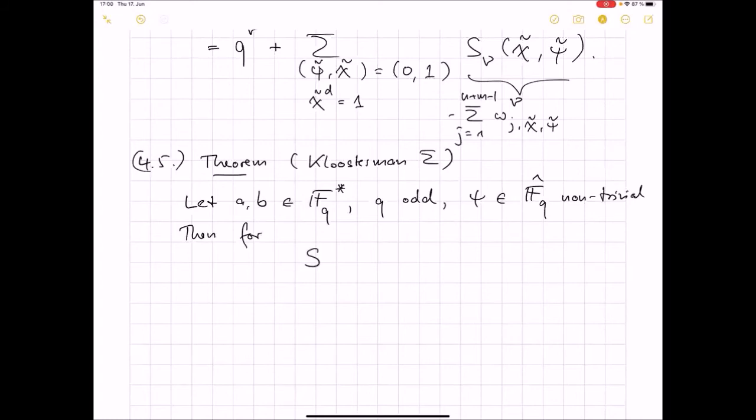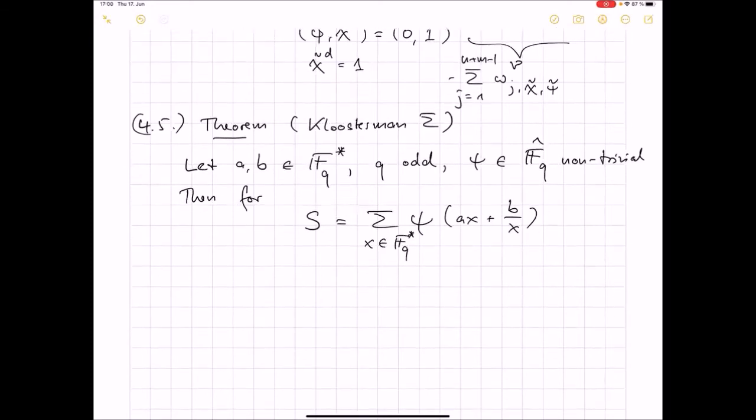Then for the Kloosterman sum S, which is the sum of psi of ax plus b over x, x in F_q without 0. So that's the standard Kloosterman sum over a finite field. We have S is bounded by 2 times the square root of q. By the way, this is really a finite field, not a finite ring.